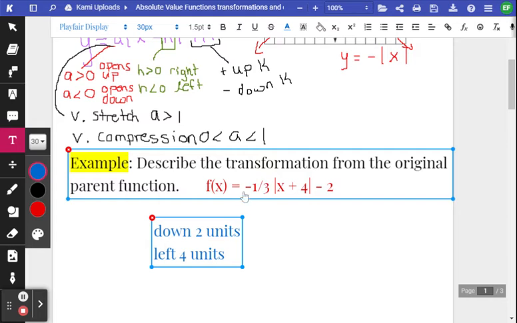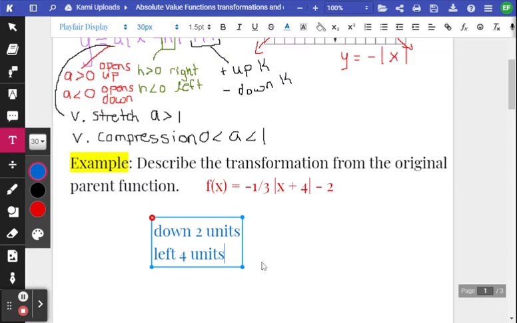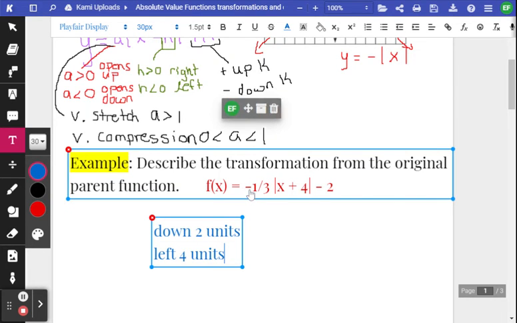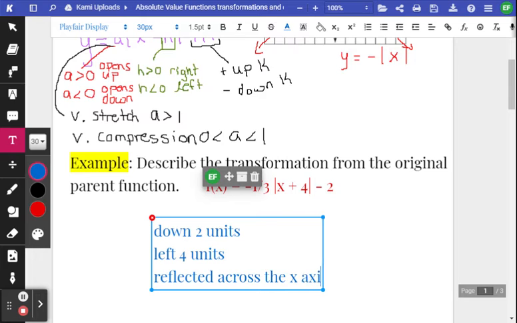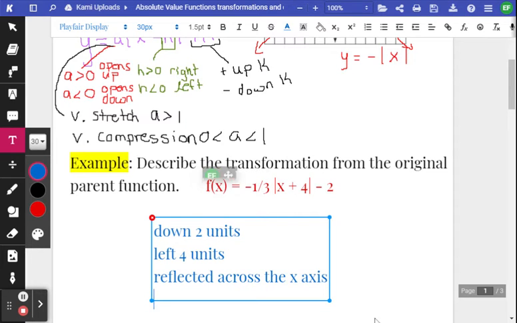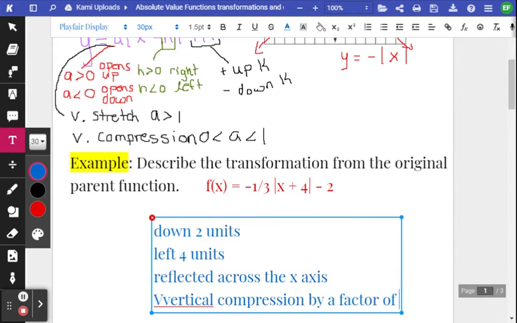And then switching the attention to the A term, we have 2 pieces here. The fact that I see a negative A value means that our graph got reflected across the x-axis. The fact that the A value itself is 1/3 means that it's between 0 and 1, so it's an example of a vertical compression by a factor of 1/3.